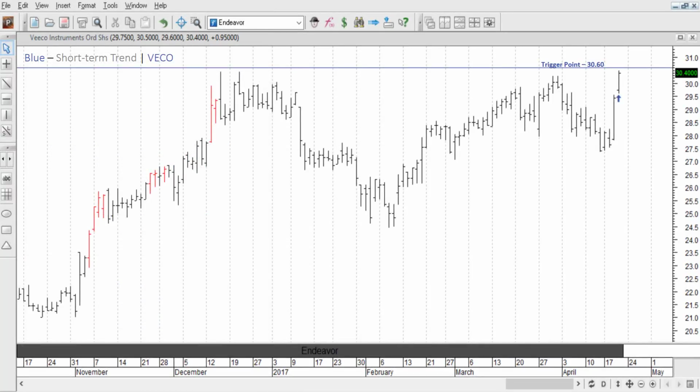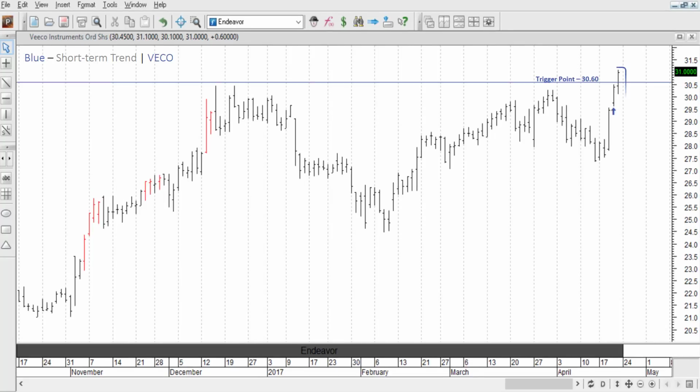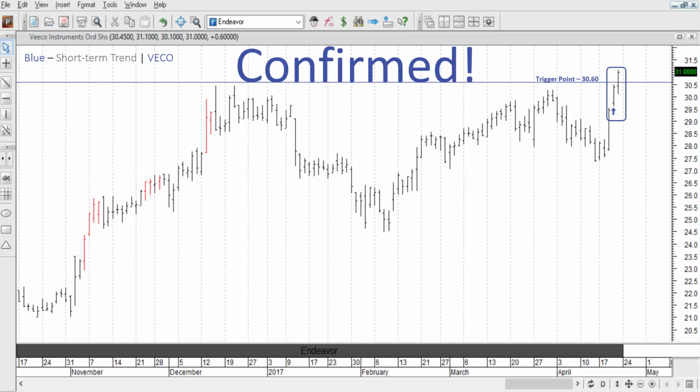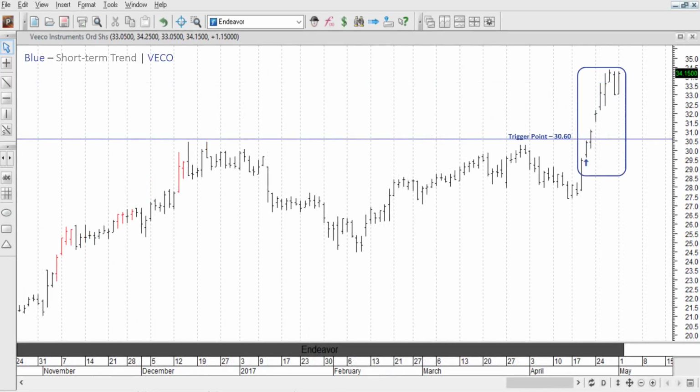Luckily, with blue signals, they're almost always crossed within a couple of days. The next day, price crosses the trigger point, so our signal is confirmed. It's now safe to enter the trade, and you should expect price to make a short-term upward trend. Price gets a jolt of momentum, moving straight up, making over 11% in just 7 days.